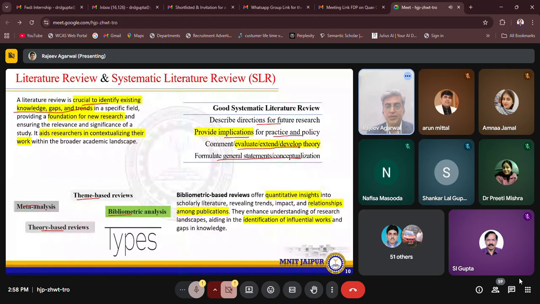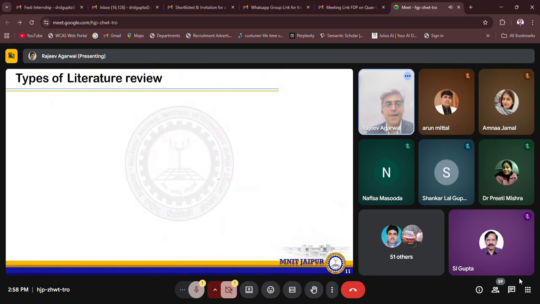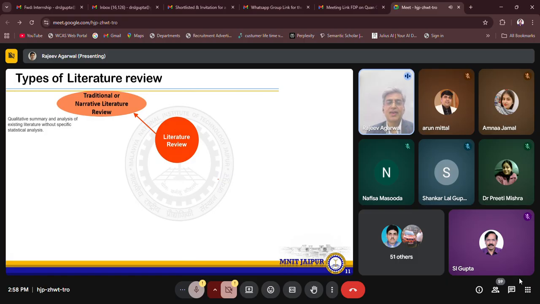And bibliometric, so this is quantitative and qualitative tools where bibliometric gives you quantitative insights, where we need to identify relationships between publications. And you need to identify influential work. And then you need to reduce the gap in knowledge. So I will not be taking you through the types of literature review, but this is for your information.